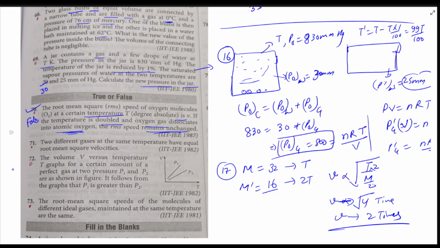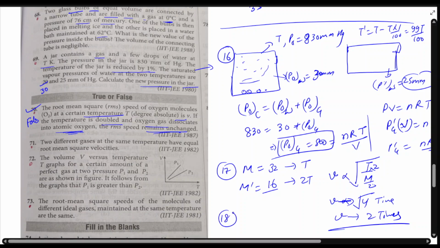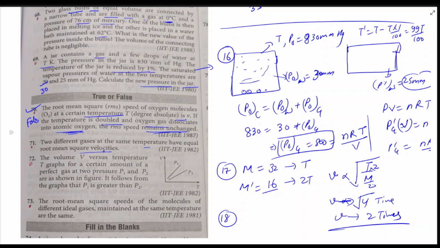Okay. 18th question. Two different gases at the same temperature have equal root mean square velocity. So look, different gases, so the molar mass will be different. So they will not have the same velocity. So this is also false.